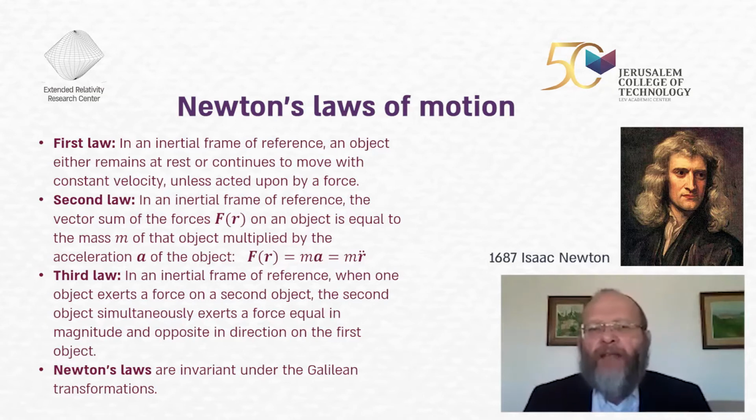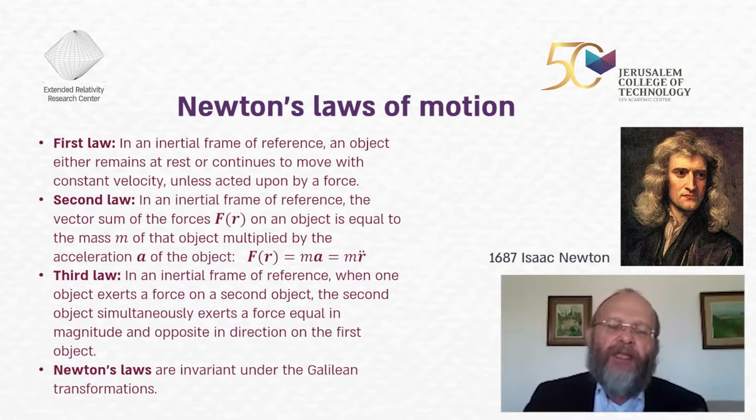Those laws are invariant under the Galilean transformation: if you move to another system, the vector f, assumed to be f of r, will now be the same f at the new point r prime, and r double prime is the same as r prime. So Newton's laws are the ones which are invariant under the Galilean transformation.